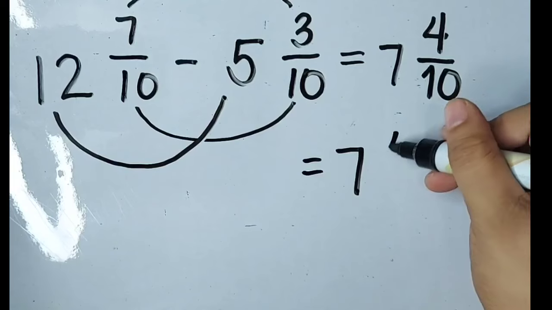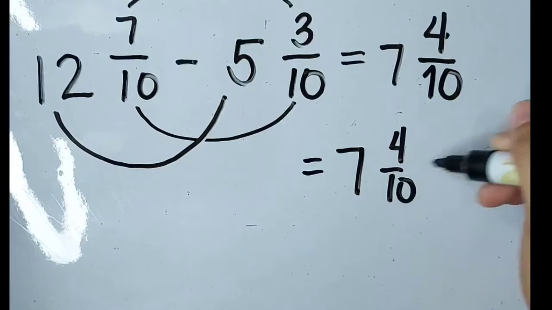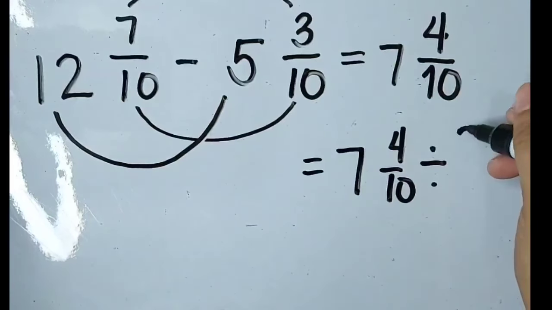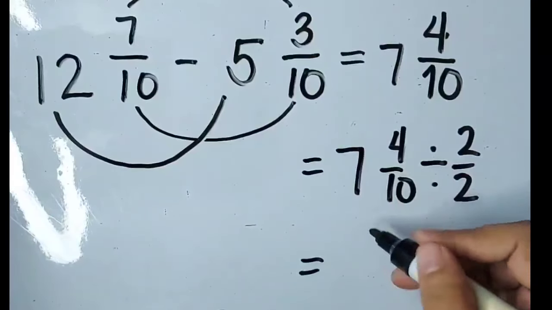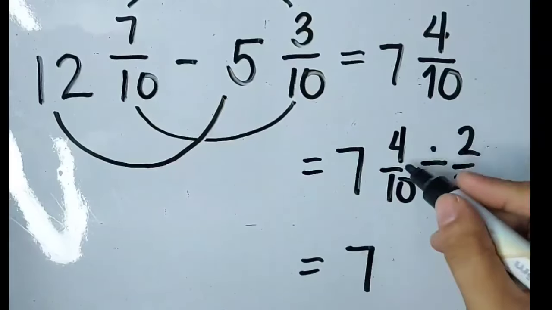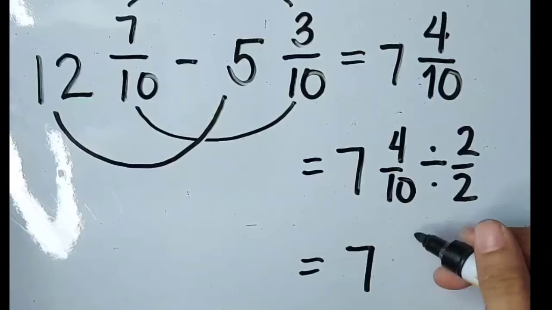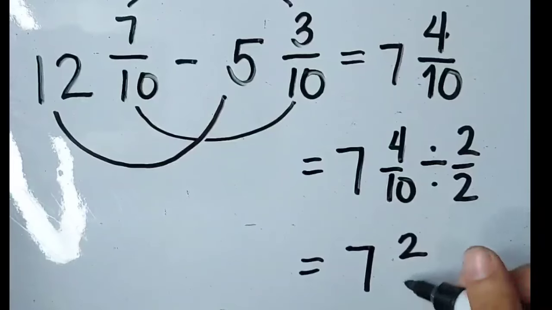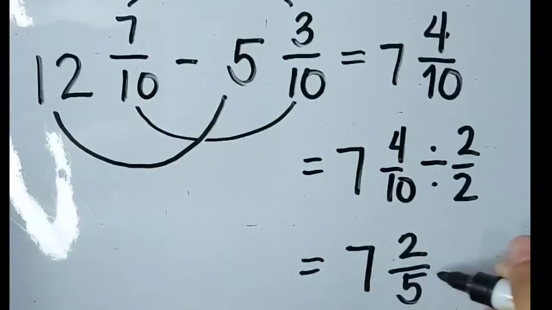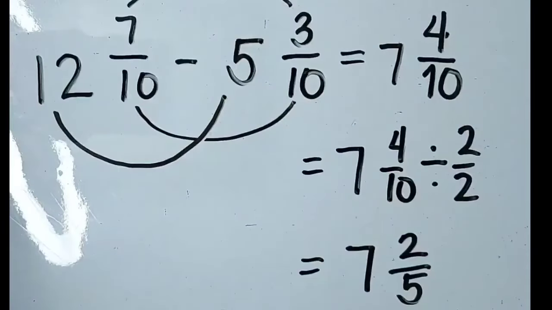7 and 4 over 10, let's divide it by 2 over 2. Our answer will be 7. 4 divided by 2 is equal to 2. And 10 divided by 2 is equal to 5. Our final answer is 7 and 2 over 5.